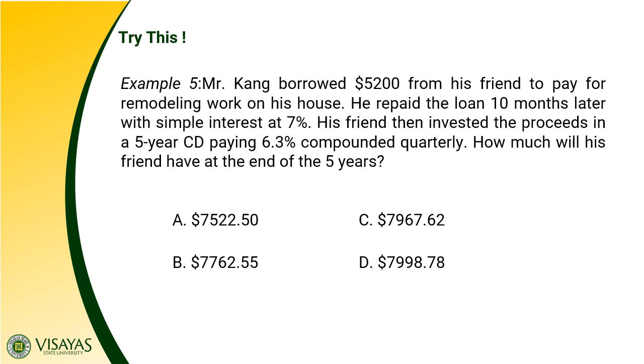Actually, yung problem na to, it actually involves simple and compound interest. Bakit? Because dito, sa first part, sa Mr. Kang, that is actually the simple interest. No, because naka-simple interest lang siya na 7%, yung hiniram niya sa friend niya na $5,200. Ibig sabihin, simple interest lang siya in 10 months.